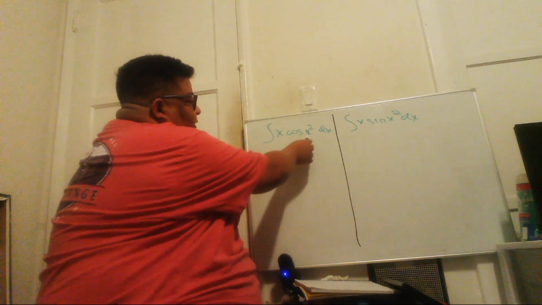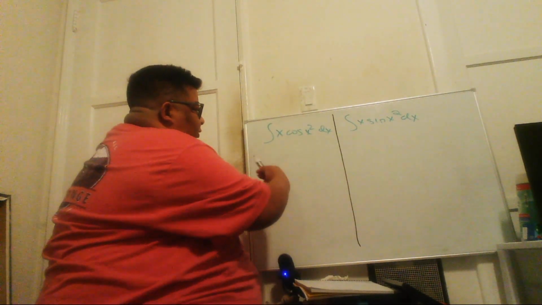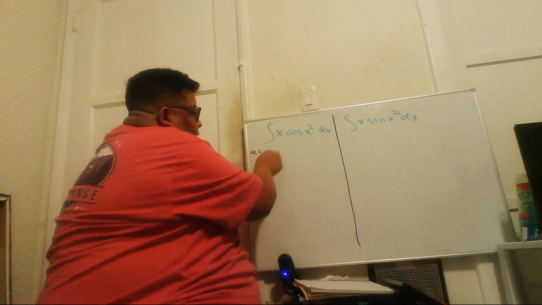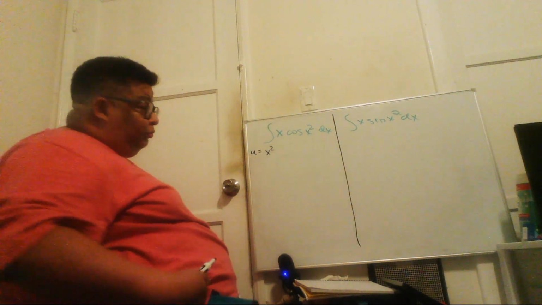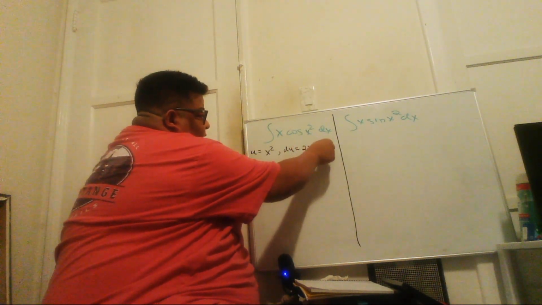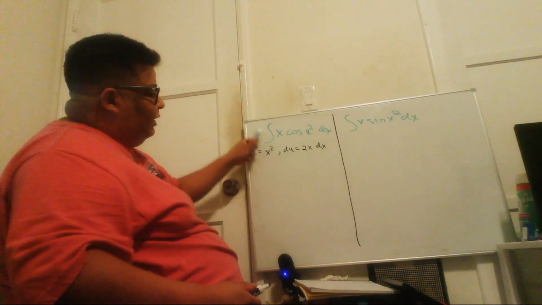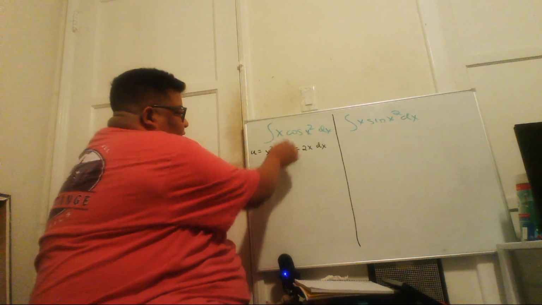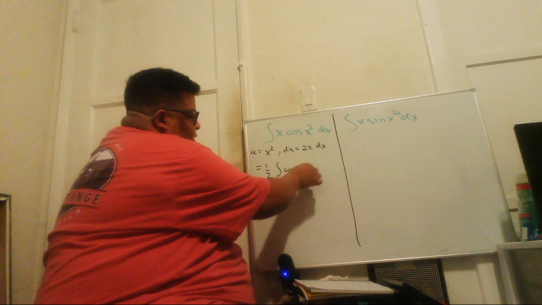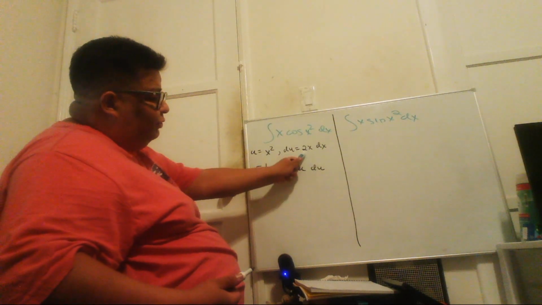Notice that we have an inside function. That means we're probably going to have to use the chain rule, and that's what we're going to do. Let u equal x squared, and then du equals 2x dx. I see an x here, but I don't see a 2, so I have to divide by 2. That means the integral becomes 1/2 cos u du, where the half compensates for the 2.